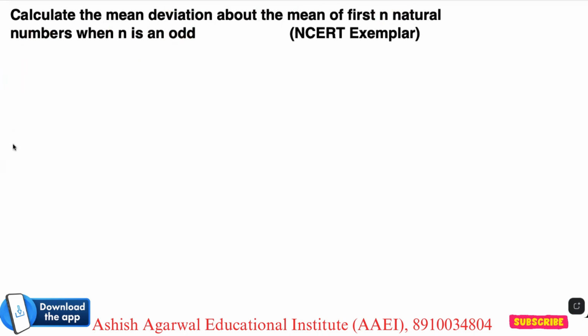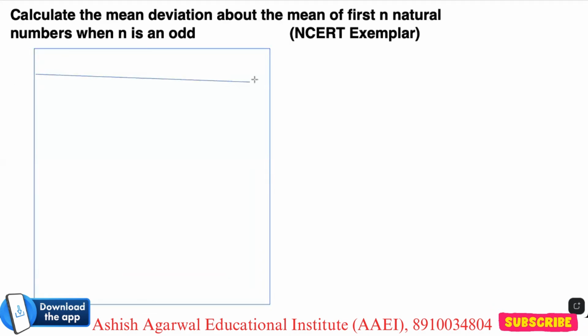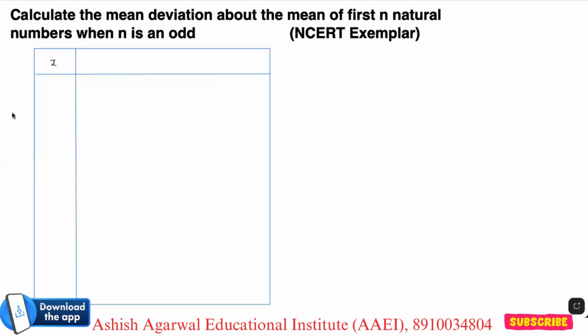How can we take care? We can do it by various methods. I am just giving you a tabular column thing so that it is easier for you to understand. In the first column itself, we will talk about the observations. What are the observations? The n natural numbers. So I'll go for 1, 2, 3, 4. We can have many numbers and we need to stop at n. We have to remember n is an odd number.